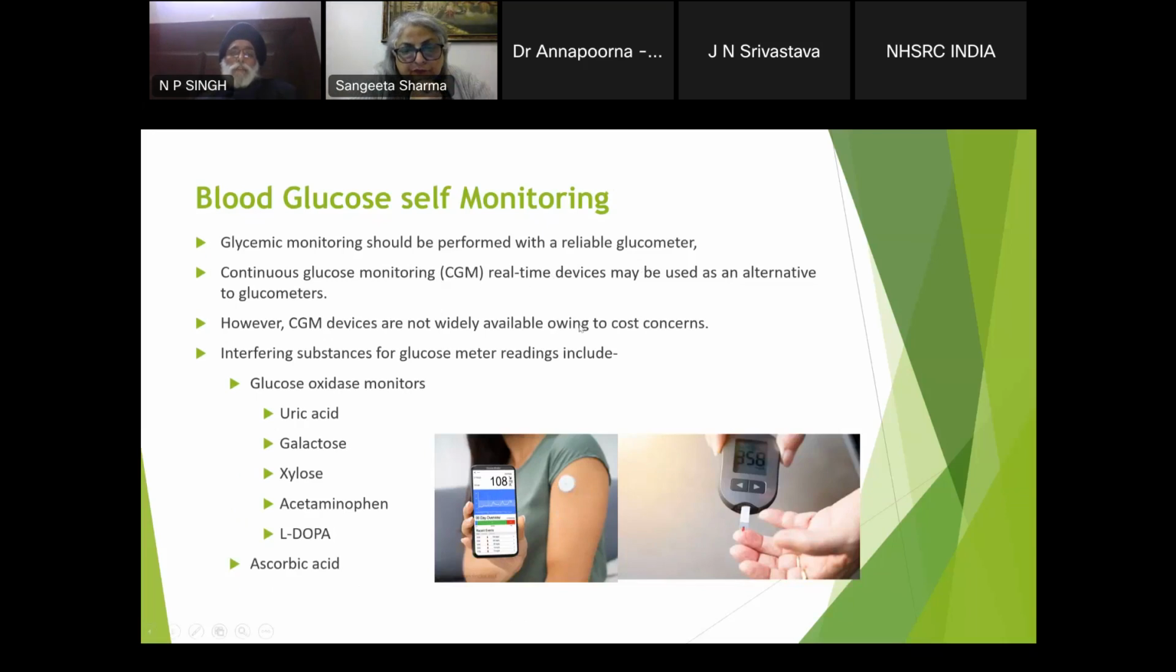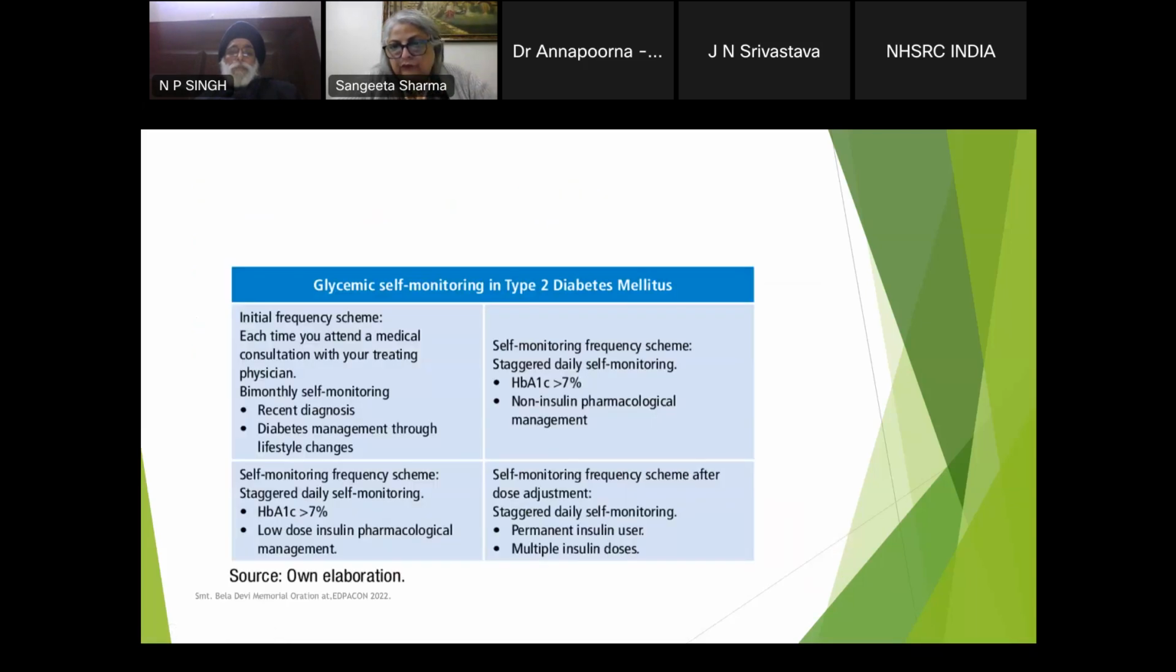However, cost is a concern, but this device costs around 4,000 rupees, and we need the same amount for the monitoring. Then there are other substances which can interfere with glucose, that we need to know before we actually call a person diabetic. More importantly, how frequently should we be doing blood sugar monitoring?